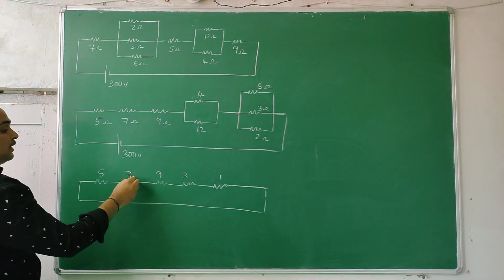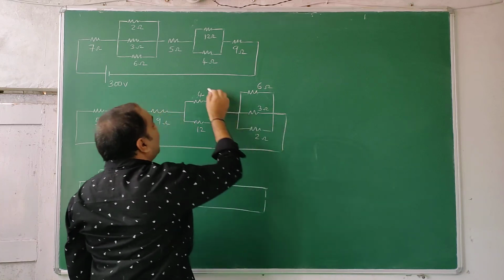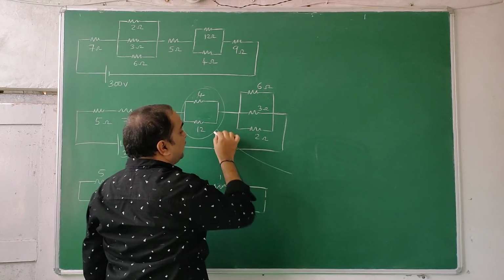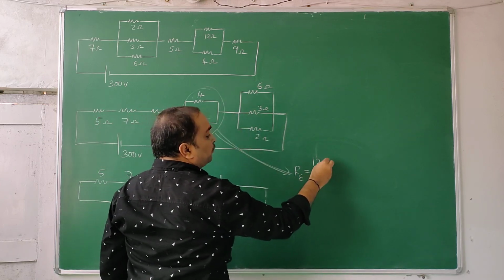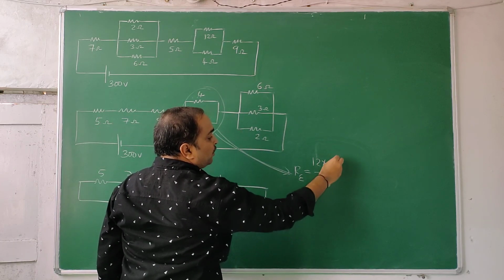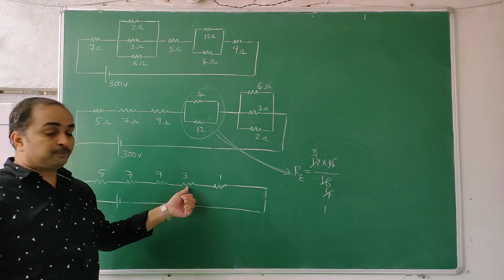Now 5, 7, 9 as it is I have written. 4 and 12, I told you their method: how to find equivalent resistance when they are in parallel. R equivalent is equal to R1 R2 by R1 plus R2: 12 into 4 by 12 plus 4, which is 48 by 16. So this comes out to be 3.